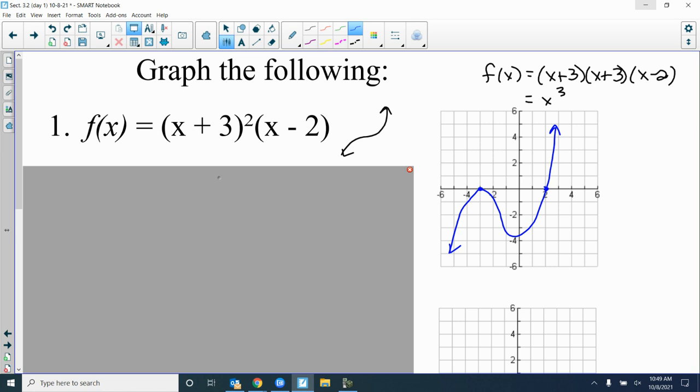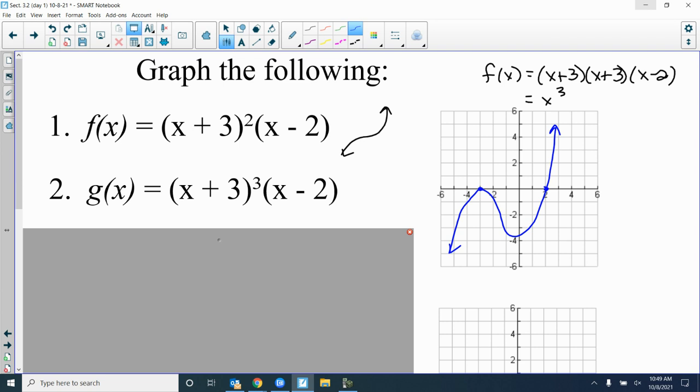So it did hit at -3, right? And it did hit at 2. Okay. What we want to take a look at is what happens as we change the powers on the outside of those factors. So what I want you to do now, go ahead and graph (x + 3) cubed times (x - 2). Do that on the second one.